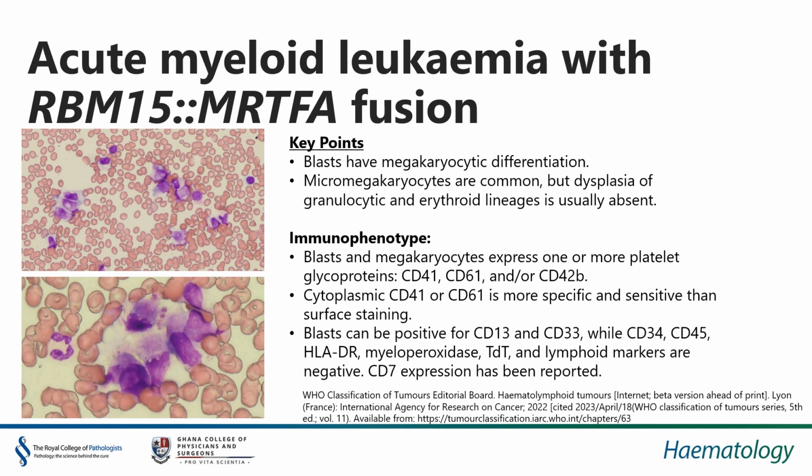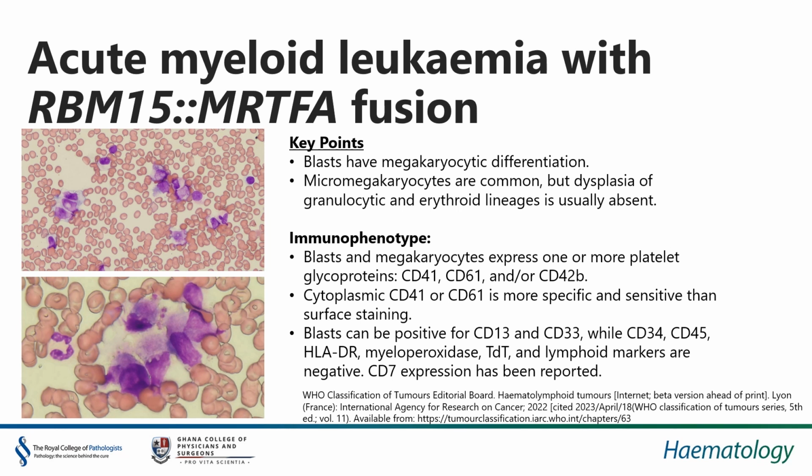Now, if we look at the immunophenotyping, the blasts of these cells and these megakaryocytes may express one or more of the platelet glycoproteins CD41, CD61, and/or CD42b. Now, when you're staining for cells, you can surface stain for CD41, 61, 42b. However, it's very important to remember that cytoplasmic staining for CD41 and CD61 is much more specific and much more sensitive than staining for the surface targets.